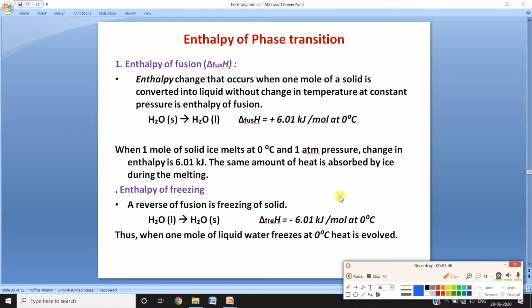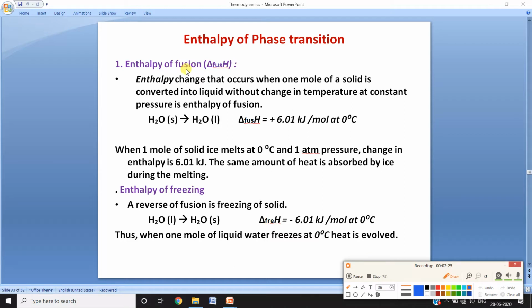Phase transition means one phase of the substance converts into another phase. Phase means solid, liquid and gases. So when one phase of the substance converts into another phase at a constant temperature and pressure, that is called a phase transition. And during this phase transition, the amount of enthalpy required or change in enthalpy, that concept we have to discuss. Now our first point, enthalpy of fusion.